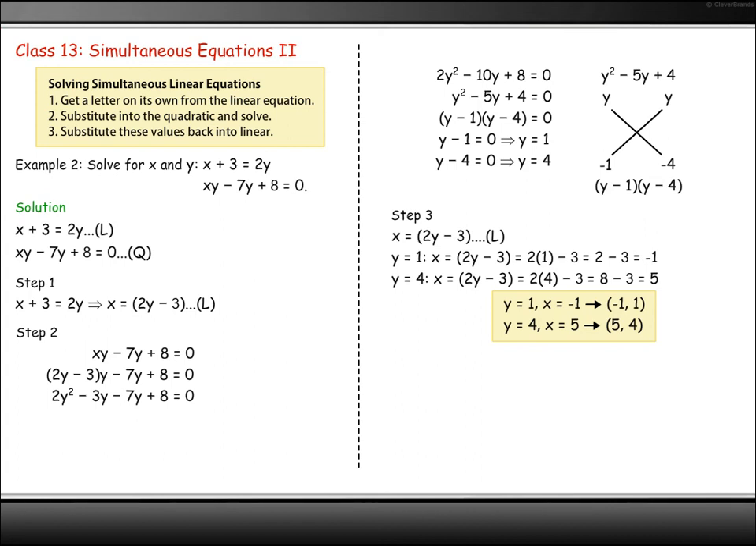That's the end of the class. Have a look at the demonstration examples, and when you think you are ready, do the exercise worksheet.